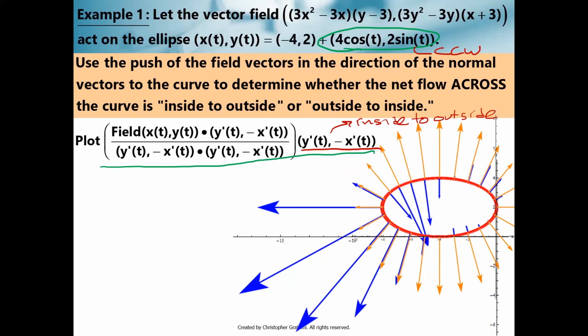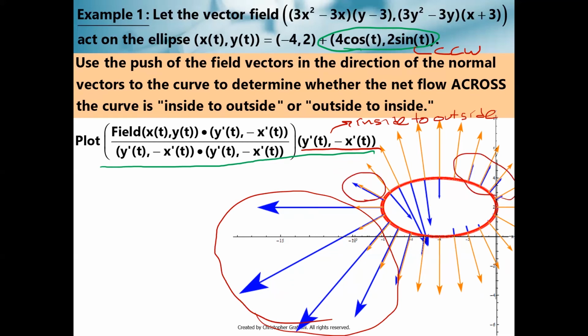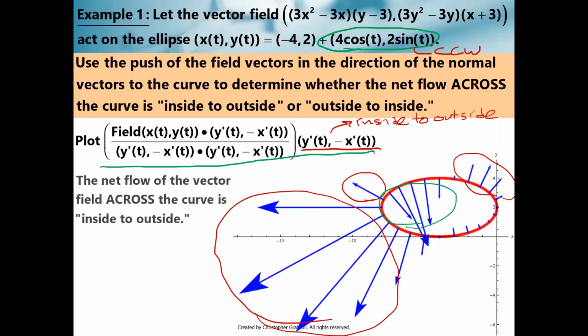And in this case, it looks to me like the vectors that are pointing inside to outside are going to overpower the vectors that are pointing outside to inside. So in the aggregate, it looks to me like the net flow of the vector field across the curve is inside to outside. And again, this is a phrase that you want to get very familiar with because there's going to be a lot of try-it problems that end with a sentence like this.